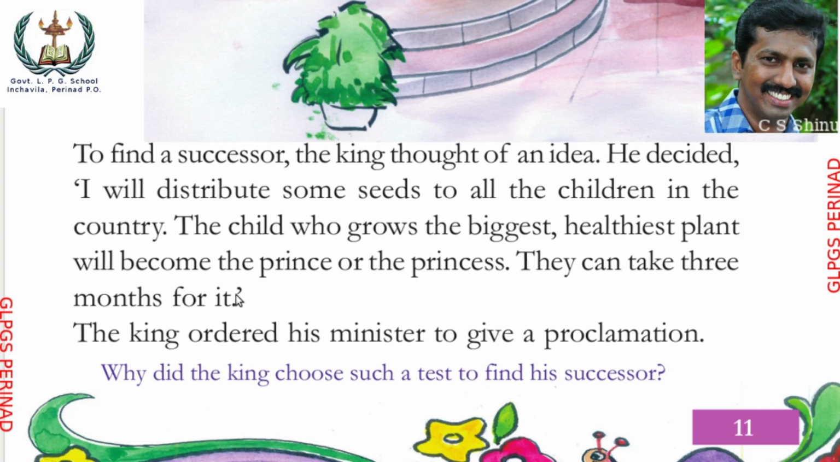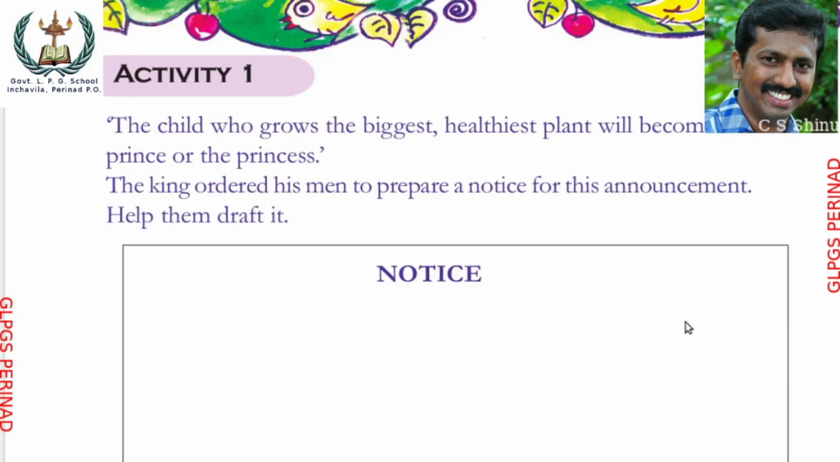We saw how the proclamation is made. So, this is the idea of the king to find a successor. Suppose we think that it is a simple one, the easiest one, but the king has some idea in it. Now we can go to an activity. In that activity, we have to prepare a notice for this proclamation. So, students, listen here. This is the activity.